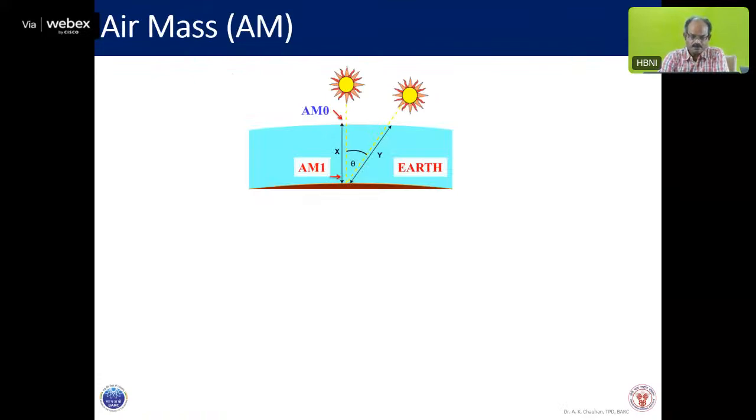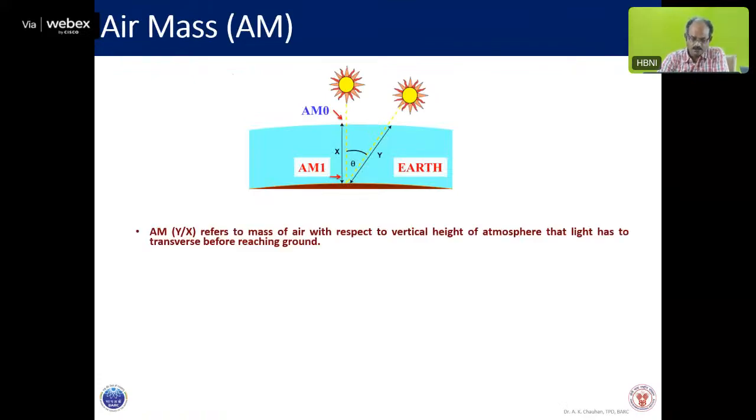So AM represents air mass. What is air mass? Air mass refers to the mass of air with respect to the vertical height of the atmosphere that light has to travel before reaching the ground. Suppose this is the vertical height. This is the atmosphere. This is Earth. This is the sun. So when the sun is here at zenith, suppose it travels x distance, and when the sun is at some other place, it travels y distance.